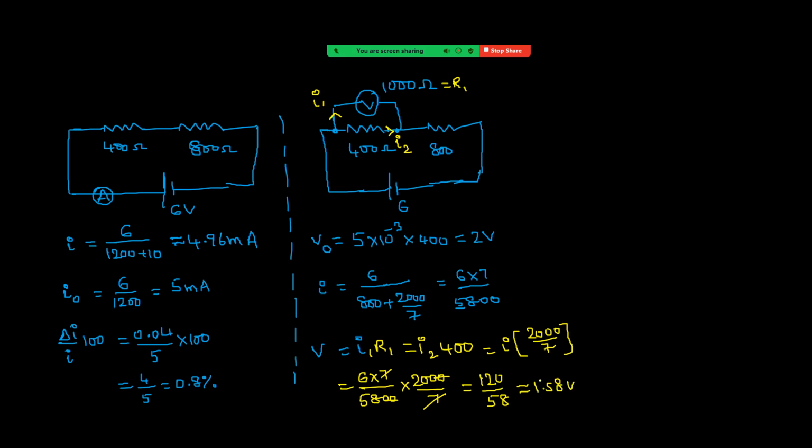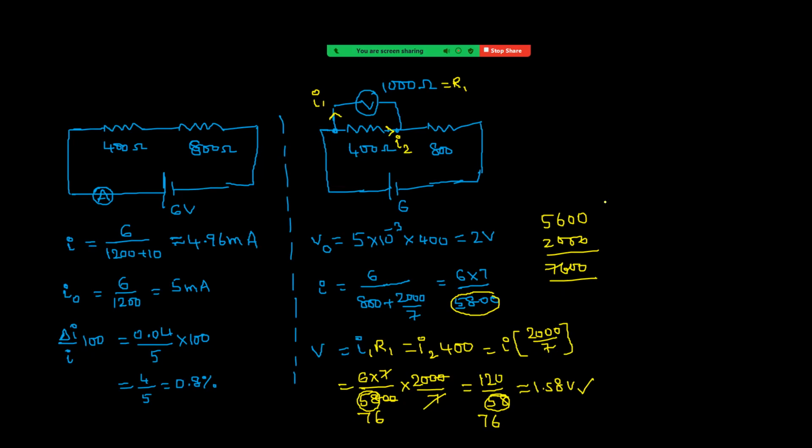So actually, how much do we have to get in the ideal case? Wait, I think I made a mistake here. 8 into 7 is 56, plus 2000. This is a mistake. 56 plus 20 is 76. Okay, so this is now 76. So 120 by 76 gives 1.58. Just a calculation mistake. So either we can solve with I1 R1 or I2 R2, otherwise I into the effective resistance, right?